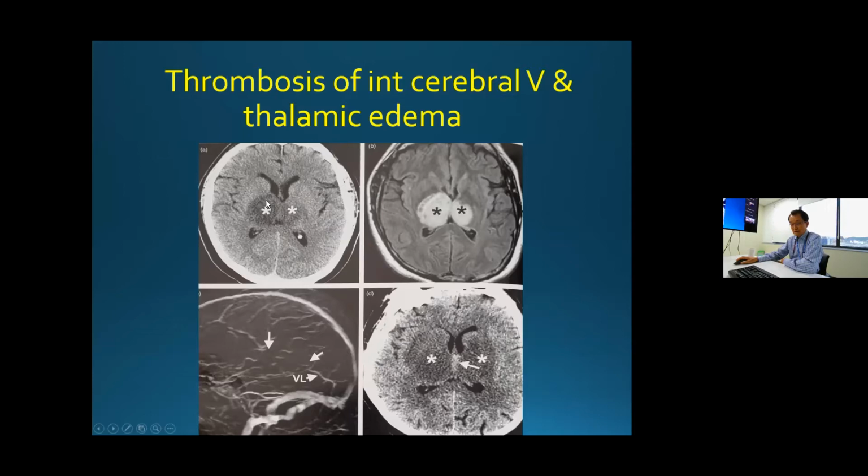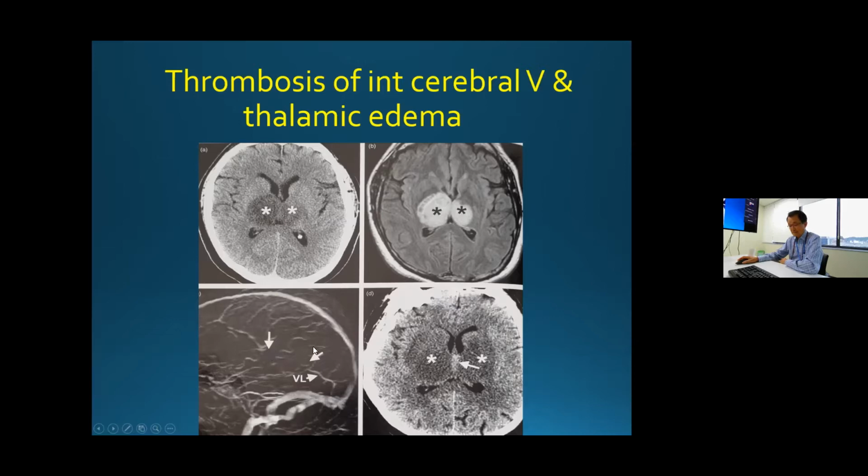And there's some low density in the area of the thalamus. So that's edema, diffuse water. And that will show on this kind of, this is a FLAIR imaging, and the FLAIR imaging usually shows high signal intensity in the pathology. But the normal CSF water signal is suppressed. Okay, and this is due to sort of a thrombosis of an internal cerebral vein.